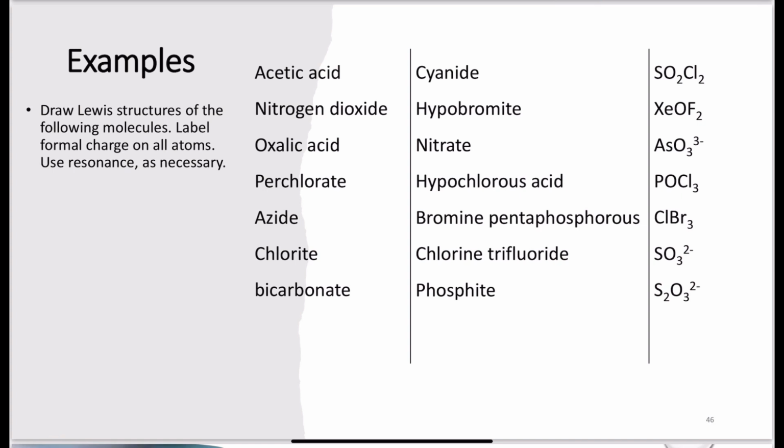So let's go ahead and work through these examples. Note on these that not only are we drawing the Lewis structures, we're labeling formal charge on all atoms and, if necessary, using resonance. The first set of molecules we're going to look at, we're just given the name. You should be able to go from name to formula to actual structure.